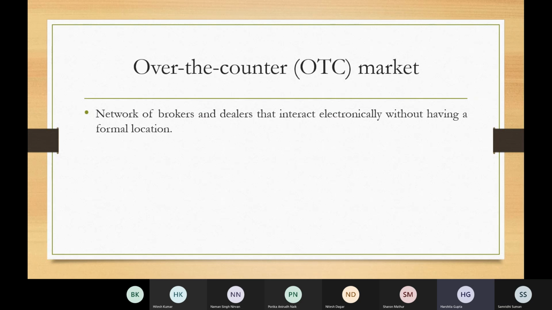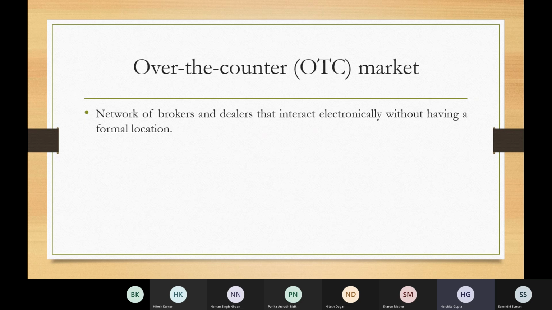Over-the-counter markets are a network of brokers and dealers that interact electronically without having a formal location. So it's just like BSE and NSE, and these days I think we are opening a Demat account through which we trade the securities. A Demat account is just an electronic account, right?